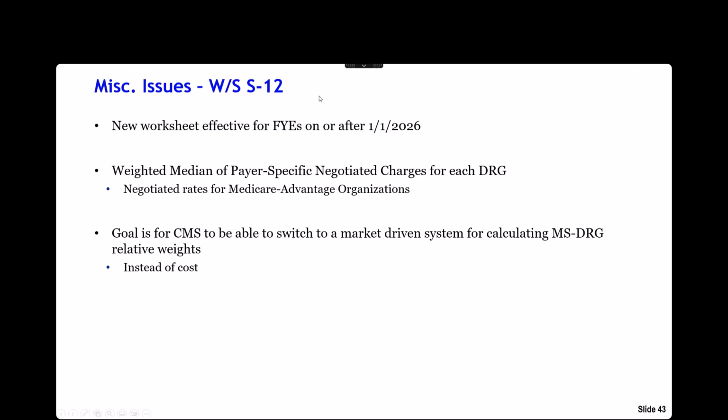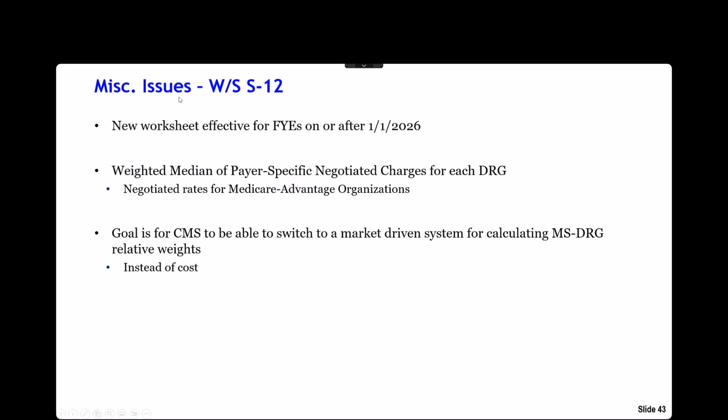This new worksheet is for fiscal year ends on or after 1/1/26. So if there happen to be any 131 providers out there that are filing their cost report this month, they would be the first ones impacted by S12. Again, it's unfortunate we don't have much more at this point, but that's kind of where we are.